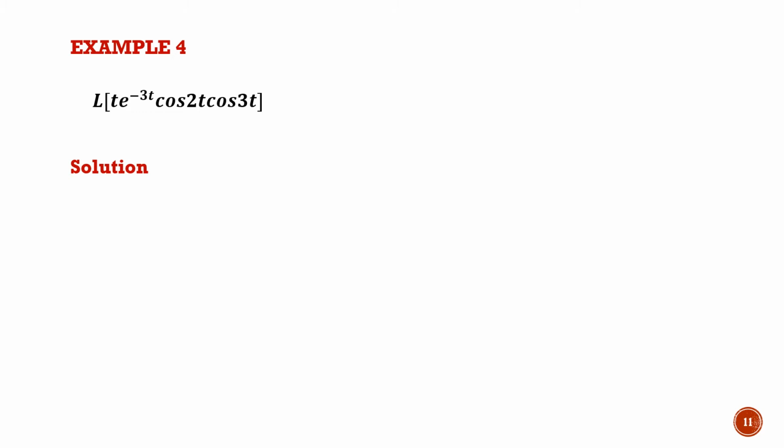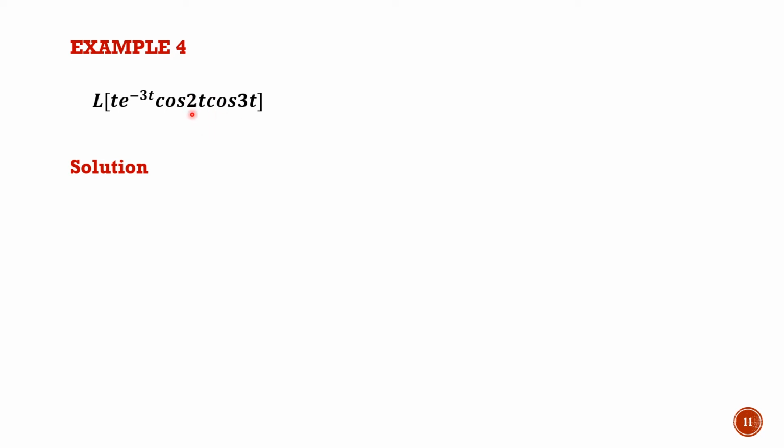Next we have the next problem, L of t e raised to minus 3t cos 2t into cos 3t. Now here also we have to start with the function which is on the extreme right. But now we are having two trigonometric functions. So we cannot calculate L of cos 2t into L of cos 3t. We have to take the Laplace transform of this whole function because both are trigonometric. When you're having two similar functions, we have to combine them and then take the Laplace transform.